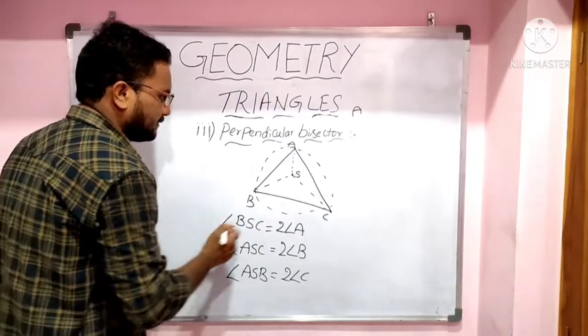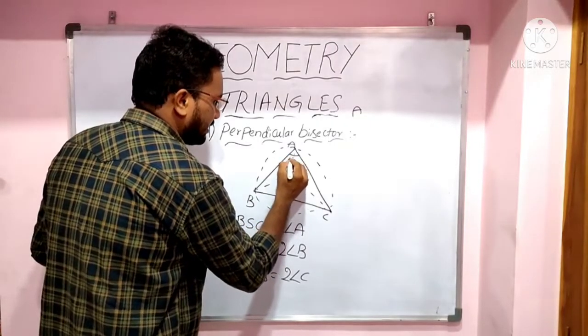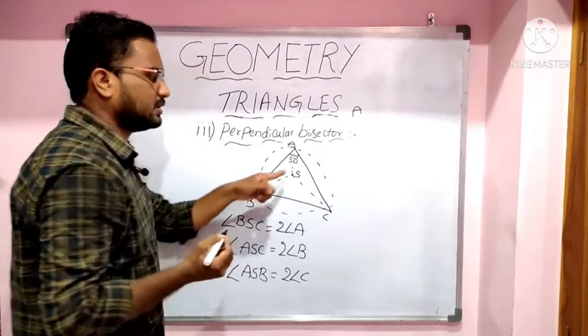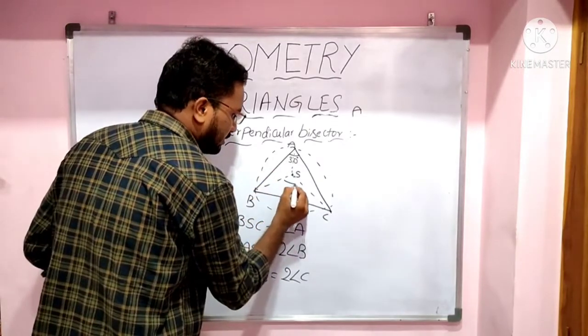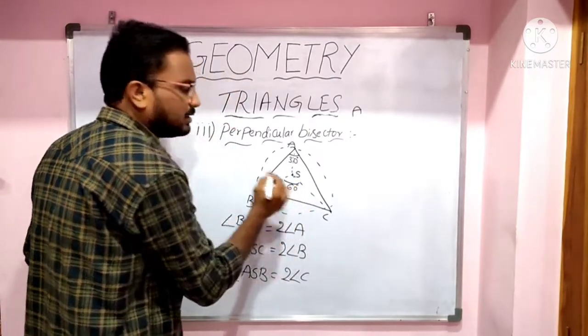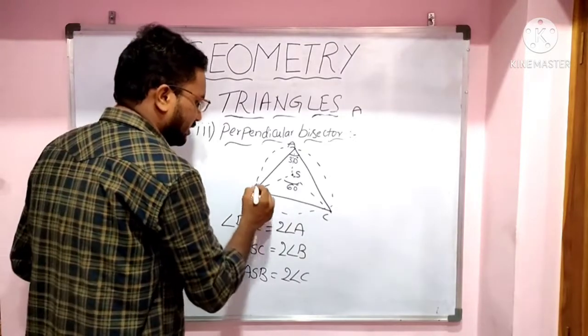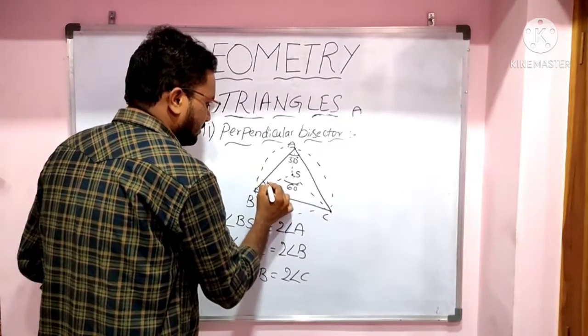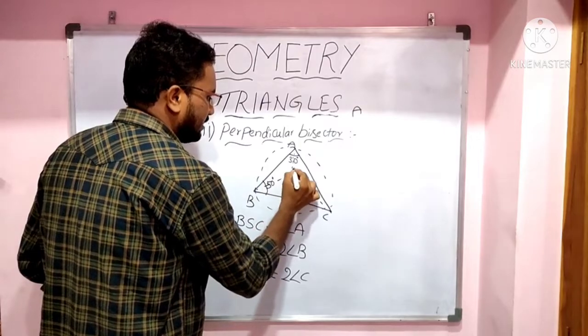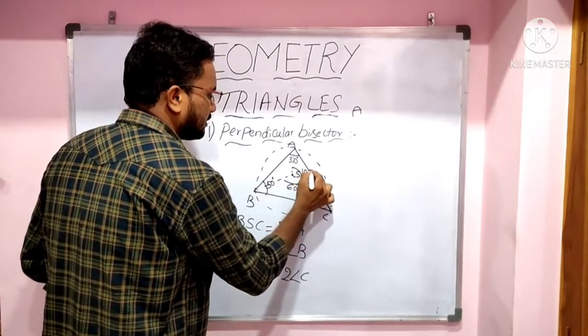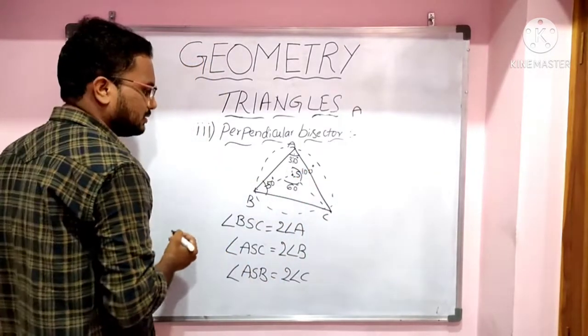Okay, if this is 30 degrees, then this angle is 60 degrees. If this is 50 degrees, then this angle is 100 degrees. So like this.